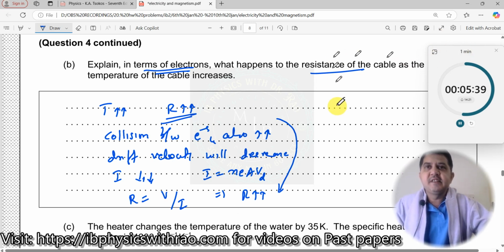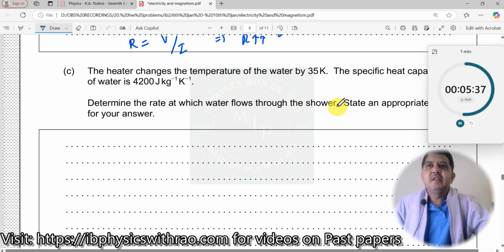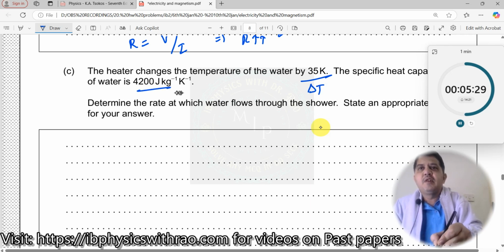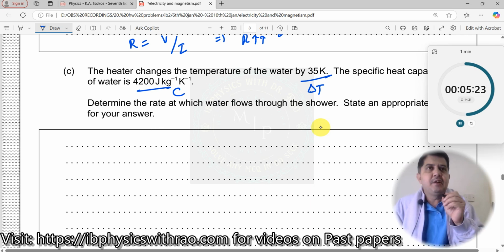Okay, next. The heater changes the temperature of the water by 35 kelvin. The specific heat capacity of water is 4200. P is given. Determine the rate at which the water flows through the shower. State an appropriate unit for your answer. Now you see, we are talking about a thermal physics problem.